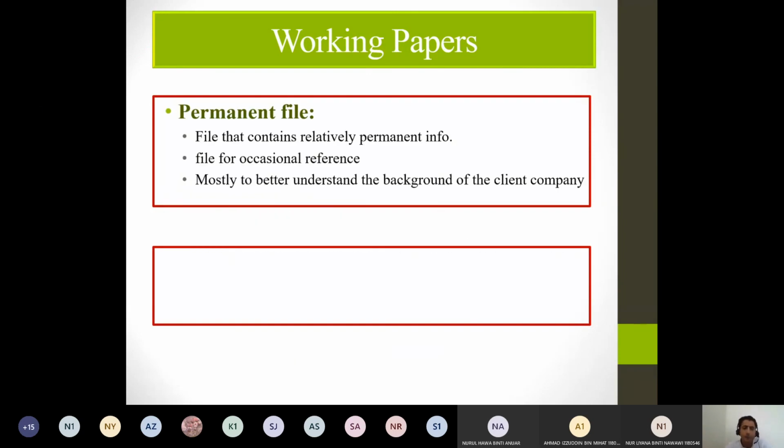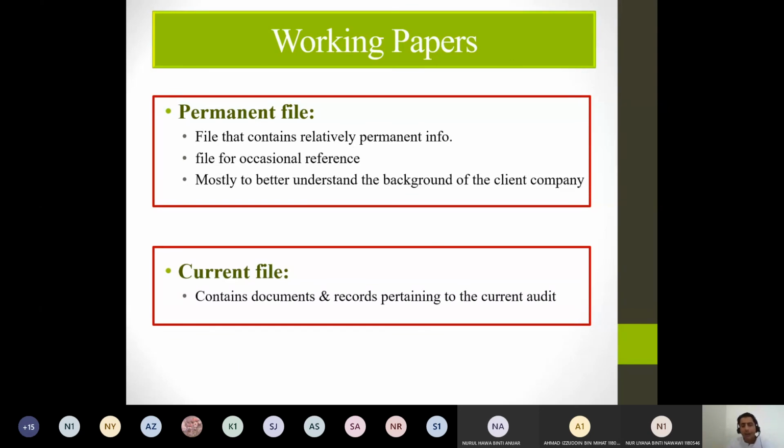Okay, we have 2 types of working papers. One is the permanent file. The permanent file contains relatively permanent information. It is a file for occasional reference, meaning we are not using it in the day-to-day work or procedures, mostly to better understand the background of the client company. So it includes something related to the client background, the industry, the engagement letter, and so on. We will discuss that in detail in a short while.